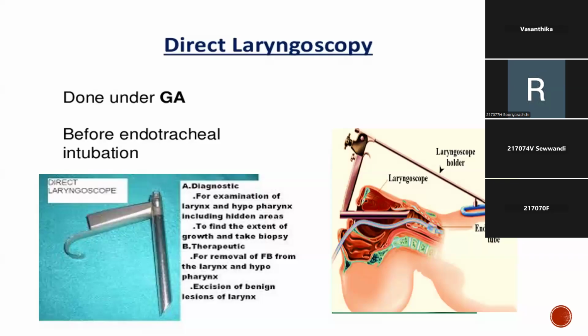So the next procedure is called direct laryngoscopy, when we want to examine the larynx and do a major procedure like a biopsy or removal of a big foreign body or removal of a tumor. Those types of things we can't do with the fiber optic laryngoscopy where the patient is conscious. This procedure is called direct laryngoscopy, where you examine and do the procedures on the patient.